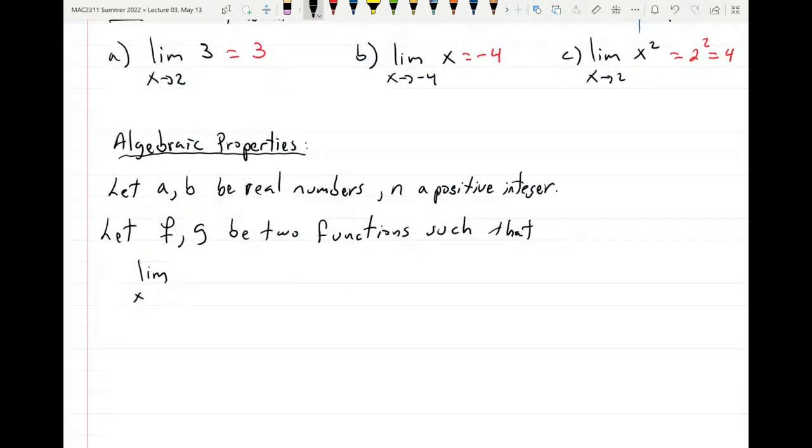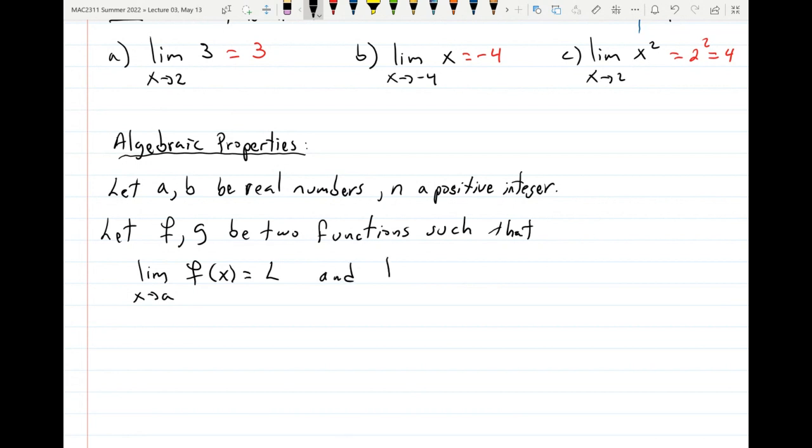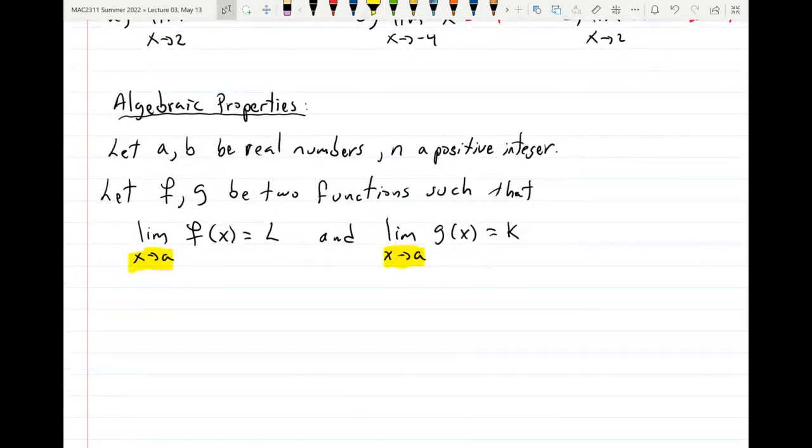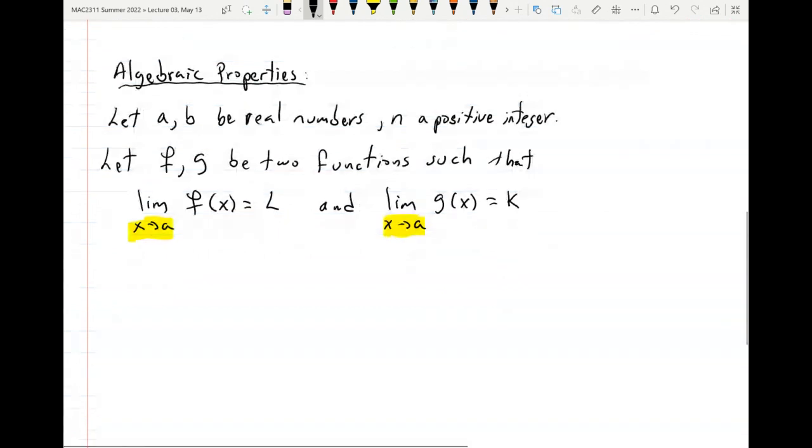Such that the limit as x approaches a of f, let's say this limit equals L, and let's say that the limit as x approaches a, notice that it's the same point, okay, of the function g, let's say this limit is K. Again, I stress the fact that the limits are both approaching the same point, okay? And here L doesn't have to be the same thing as K. They could be equal, but they don't have to, okay? So under these conditions, then we have the following.